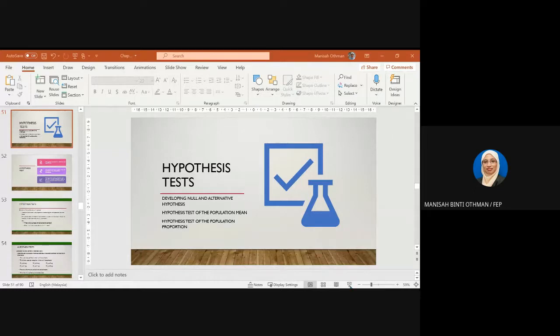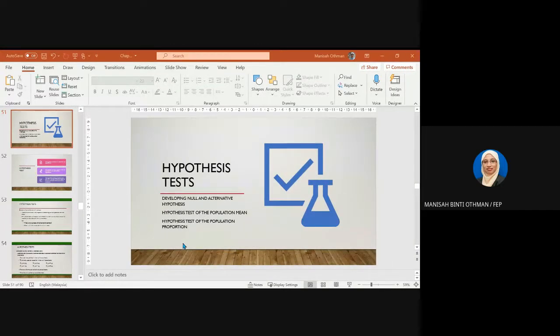Alright, okay, so last class, I completed the estimation. The next tool in statistical inference is that you want to test the hypothesis, or hypothesis testing, okay?